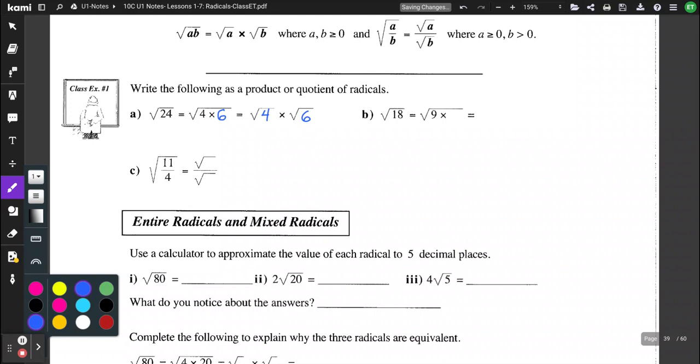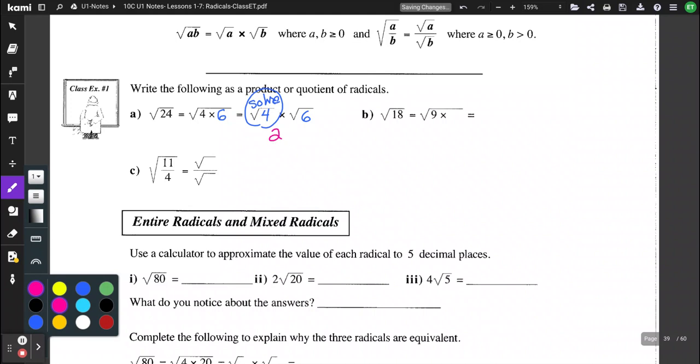Now, which one is a perfect square? The 4. Whenever you have a perfect square, you must solve it. So this one, you're going to solve it. And when you solve it, it loses the root sign. So now it's going to sit in front.